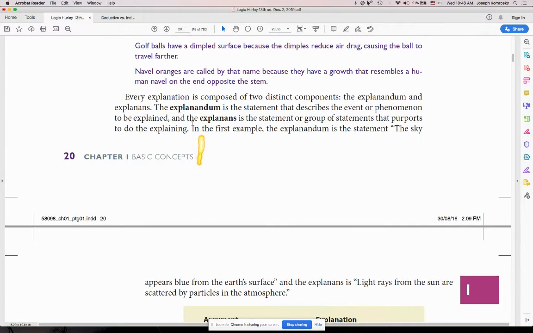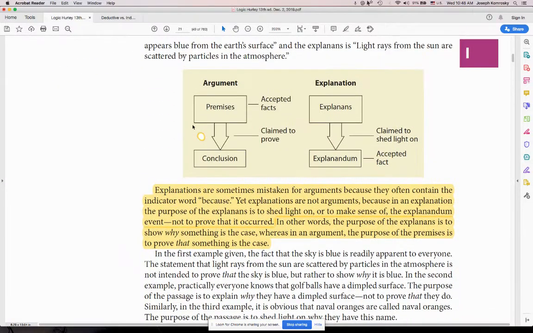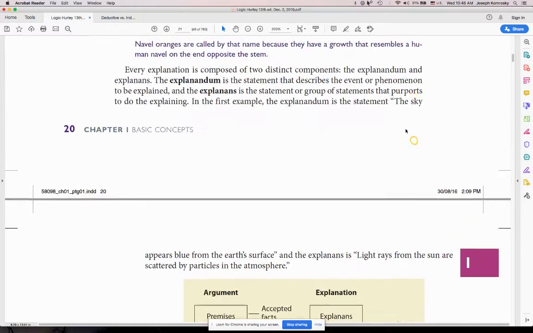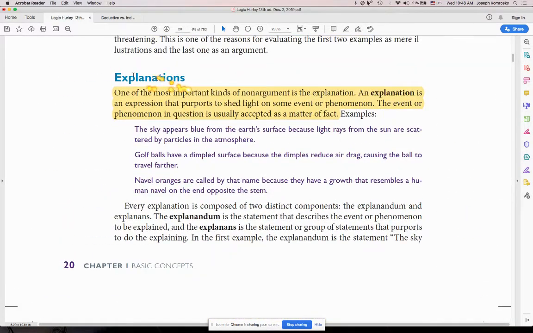And this is just like definiendum, definiens. Explanandum is the statement that describes the event or phenomena. Explanans is the statement or group of statements that purports to do the explaining. So here we go. This chart differentiates between the argument and the explanation, or the explanations, which are non-arguments.